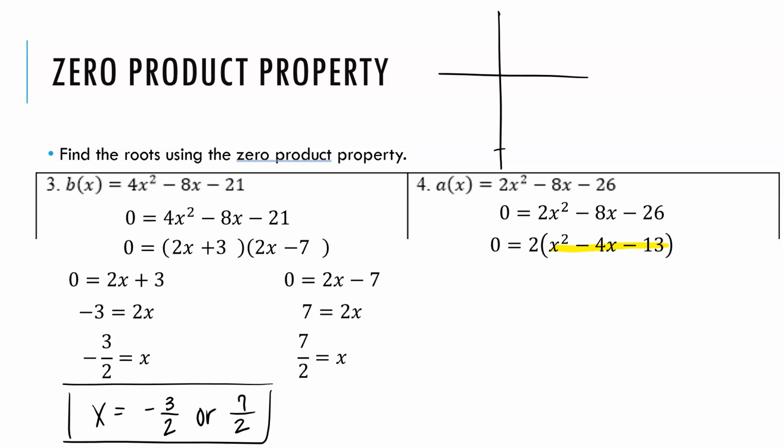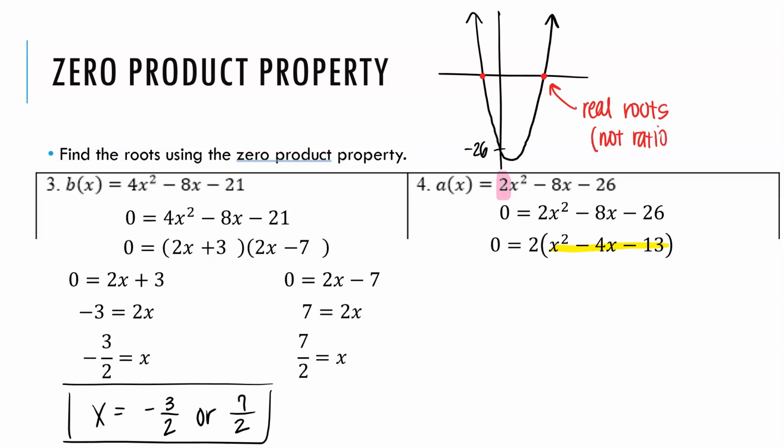My y-intercept is located down at negative 26. I know that this is an upward facing parabola because I have an a value of positive 2. So this is a very quick little sketch of what my graph will look like. It's very clear here that I do have two roots that are real. They have real roots, but they are just not rational roots. Again, this function a of x has real roots.